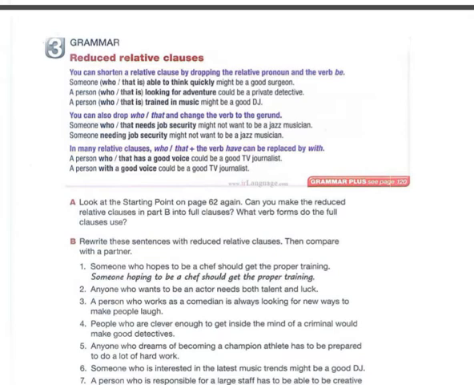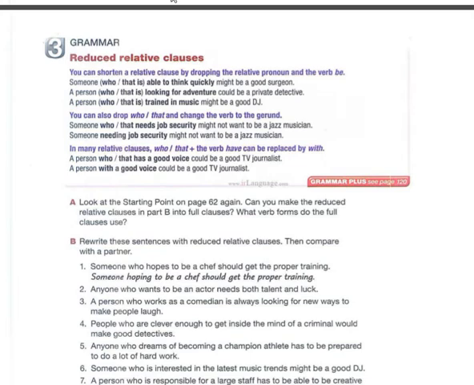Someone who, that, is able to think quickly might be a good surgeon. A person who, that, is looking for adventure could be a private detective. And a person who, that, is trained in music might be a good DJ. Okay. In this case, there could be a reduction. You can reduce them. And remember that the relative pronoun that is only for defining clauses. You cannot use it with non-defining clauses. It's actually something that we have seen before.